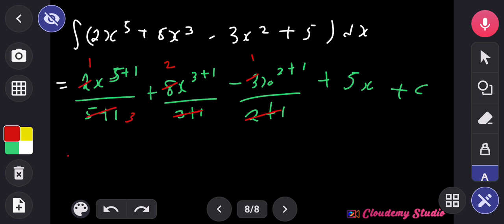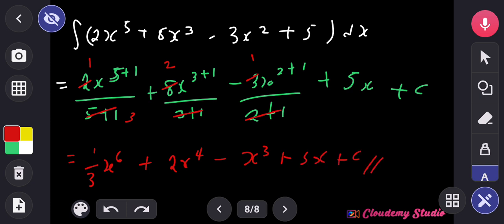Which means my answer equals 1 over 3 x to the power 6 plus 2x to the power 4 minus x to the power 3 plus 5x plus c. That's my answer for this particular question. So that is how to solve questions under integral.